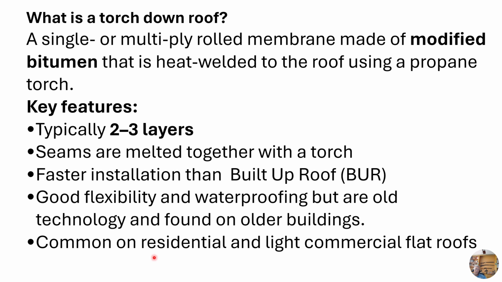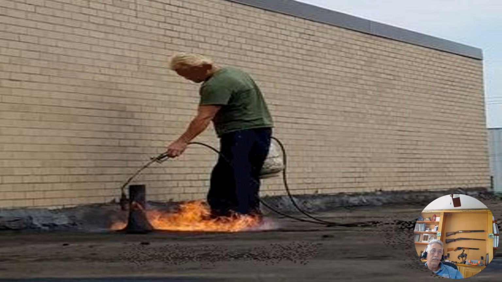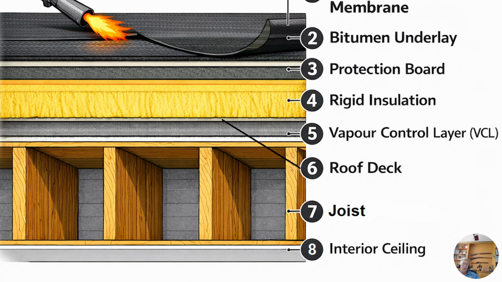We see these torch down roofs on maybe balconies here in the Detroit area, and unlike commercial buildings like this one is. And there's why we call it a torch down. He uses a torch to melt the seams together. They were not joking when they call it torch down.